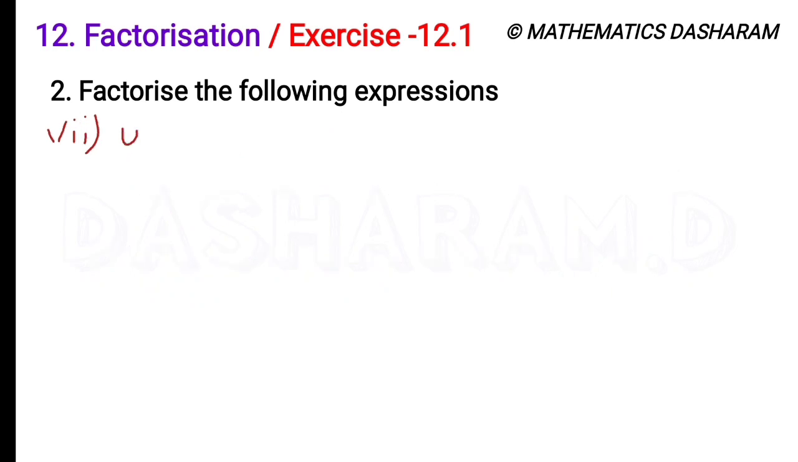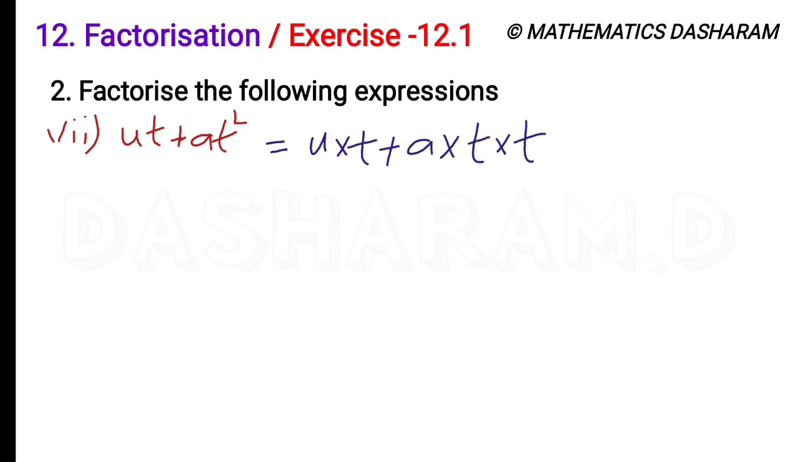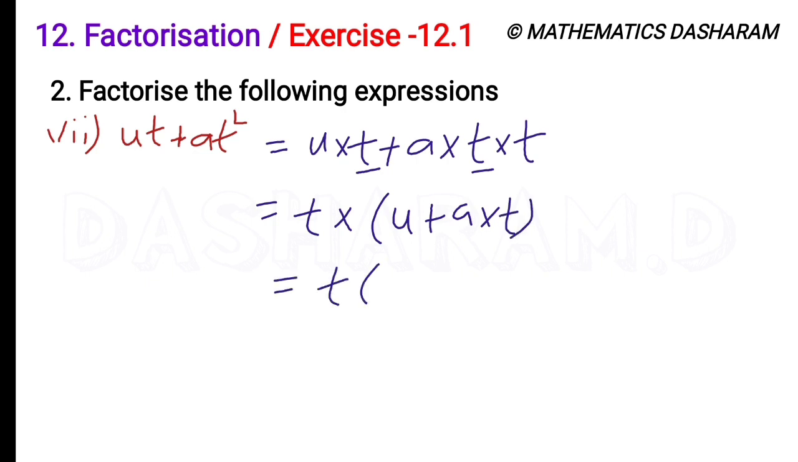Seventh problem, ut plus at square. It is equal to u into t plus a into t into t. Only one t is common, bracket of u plus a into t. So it is equal to t bracket of u plus at.